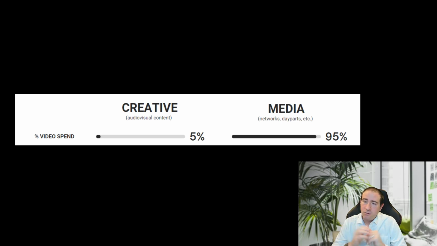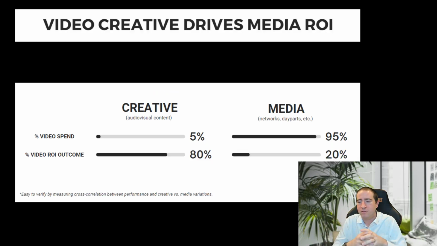Now, counterintuitively, let's look to see, based on analysis, what is driving most of the performance outcomes, the ROI, whether or not it worked, when we look at these two segments. And what we find is, counterintuitively, it's swapped. The creative, the audiovisual content, is actually accounting for most of the ROI that we're seeing with television commercials, while the media only accounts for about 20% of that.